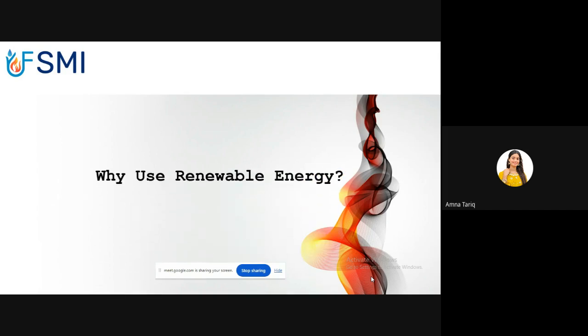And next is why use renewable energy. Why do we use renewable energy? We primarily use fossil fuels to heat and power our homes and fuel our cars. It's convenient to use coal, oil, and natural gas for meeting our energy needs, but we have a limited supply of these fuels on the earth. We are using them much more than they are being created.